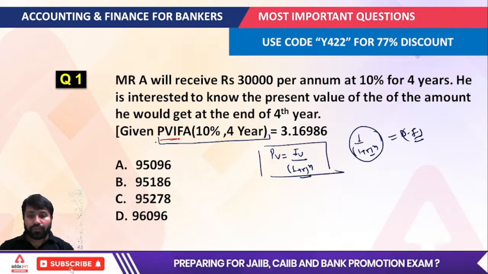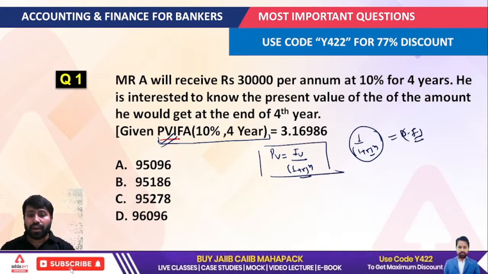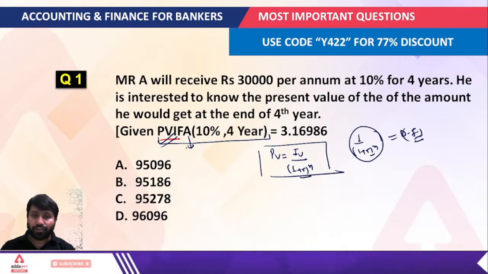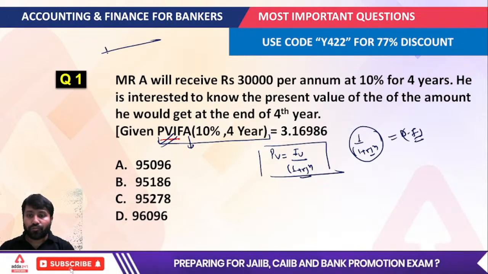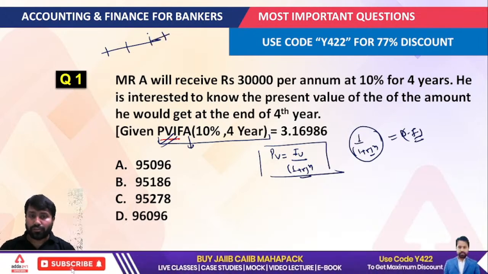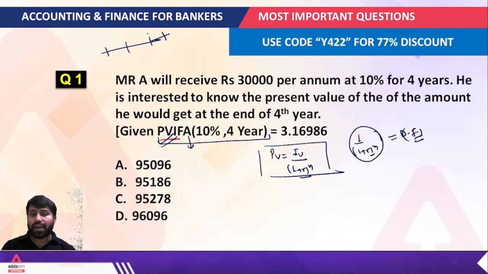Okay, so whenever this value is provided to you, that is the present value interest factor annuity, you can understand what the term annuity means: a series of payments. That means you are going to get 30,000, 30,000, 30,000 for the 4 years. So this is considered an annuity.